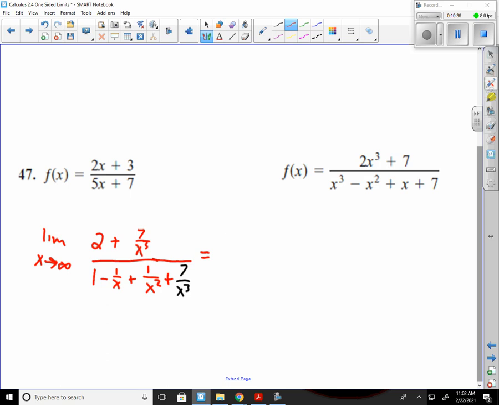Now I take the limit of each part separately. I'm not even going to rewrite this, I'm not even going to make you rewrite it, so I'm not going to rewrite it anymore. I'm taking the limit of each part separately as x approaches infinity. So the first part, limit as x approaches infinity of 2. There's no x in there. That's just 2. 7 over x cubed, x going to infinity, that's going to go to 0.